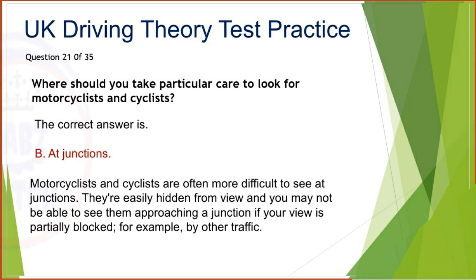Motorcyclists and cyclists are often more difficult to see at junctions. They're easily hidden from view and you may not be able to see them approaching a junction if your view is partially blocked, for example, by other traffic.